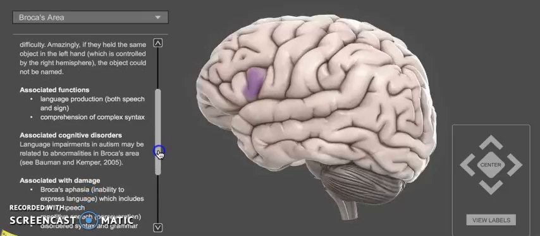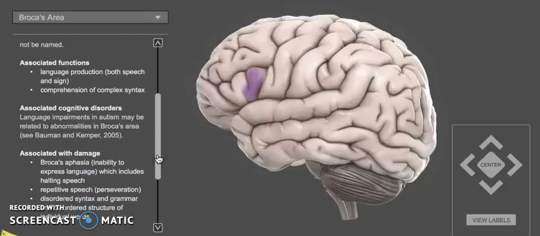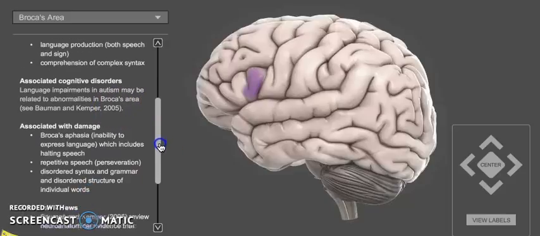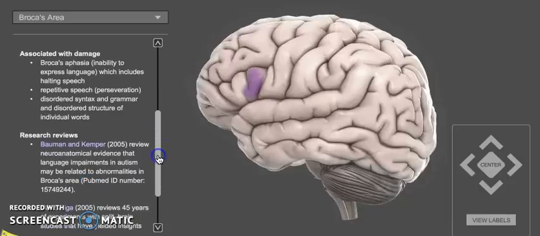Now, if the Broca's area is damaged, one can find aphasia, which is the inability to express language, which includes halting speech, repetitive speech, and disordered syntax and grammar and disordered structure of individual words. And some associated cognitive disorders are language impairments and autism that are thought to be related to abnormalities in the Broca's area. And a related case study to that is from 2005, where Bauman and Kemper reviewed neuroanatomical evidence that language impairments and autism may be related to abnormalities in the Broca's area.